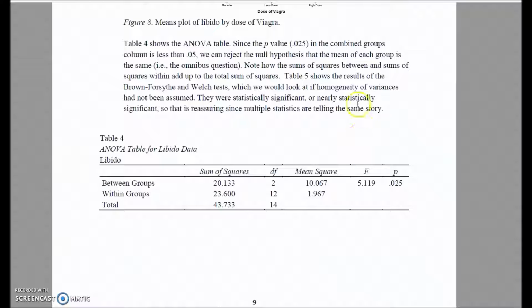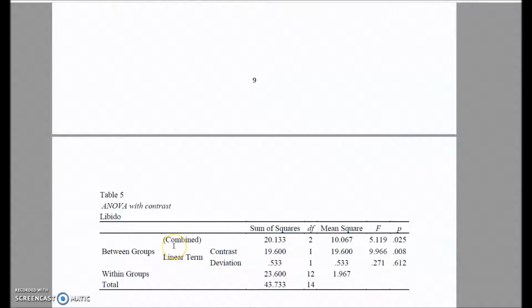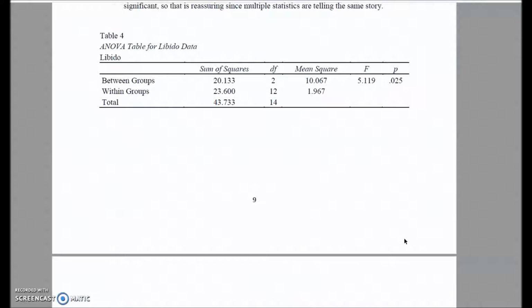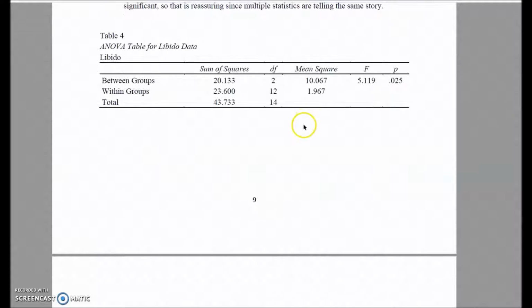So this was the table that says ANOVA with contrast. This table is basically results of the Brown-Forsythe and the Welch test, which would be done if the homogeneity of variances had not been assumed. That means if the Levene's test would not have said that there was homogeneity of variances. Ours was, so we don't need that. But if we look at this one, we will see even when it's not assumed, it is significant. The p-value is significant. So that is reassuring from multiple statistics, whatever story we are trying to say.